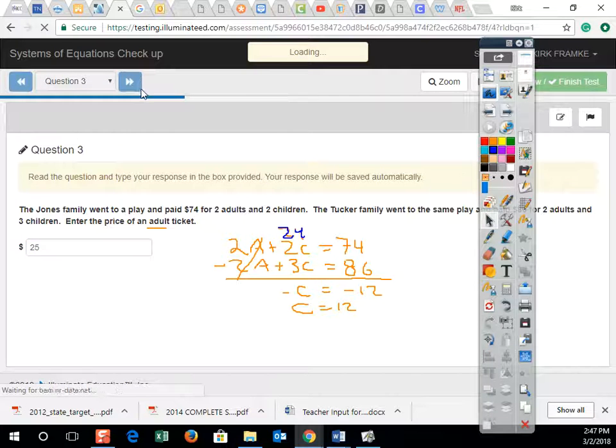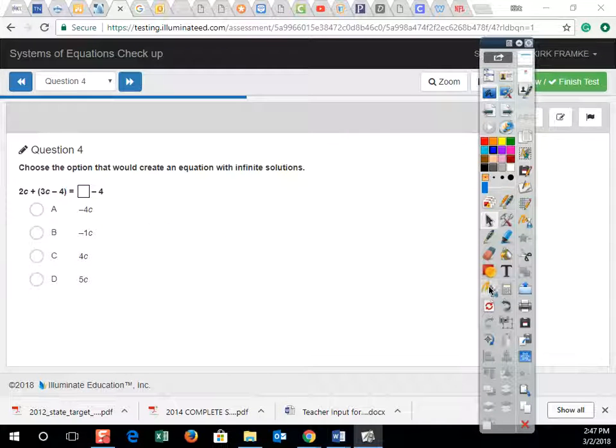All right, number 4. Choose the option that would create an equation with infinite solutions. So remember, infinite solutions mean we have the same y-intercept and the same slope. So 2c plus 3c is 5c minus 4. This already has minus 4, so this needs to have the same slope. So we're looking at 5c. All right, and moving on to number 5.